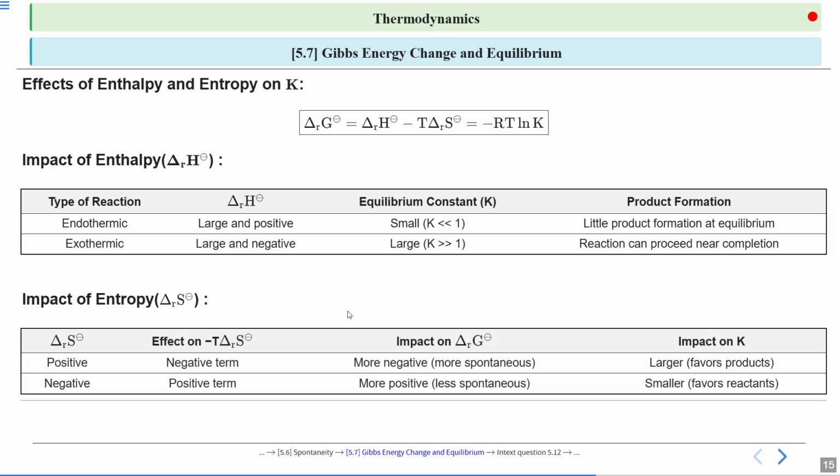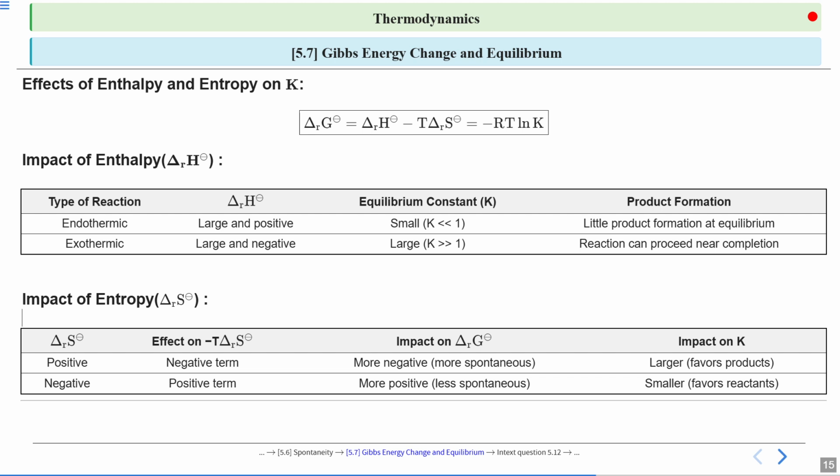If I talk in terms of entropy, if you take a positive entropy, what will be its effect? It will result in a negative term, right? The more negative this term is, the more spontaneous your process will be. And if it is a negative entropy, then T delta S will be positive and your process will be less spontaneous.